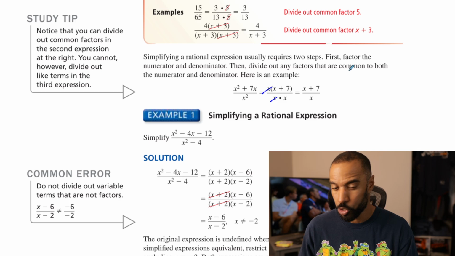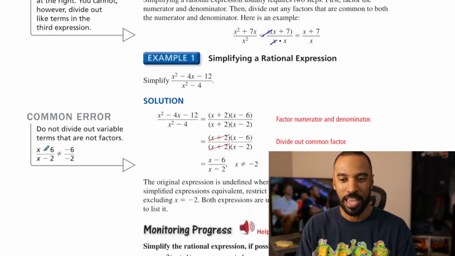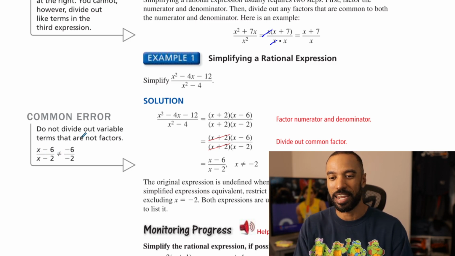They did not mention any restrictions yet. I want to make sure you know. Oh, take a look. Down here, they just showed the same thing: x minus 6 over x minus 2. You can't just cancel the x's out and make that negative 6 over negative 2.